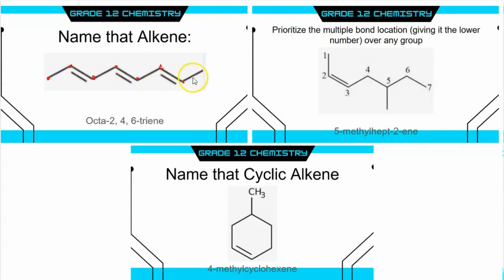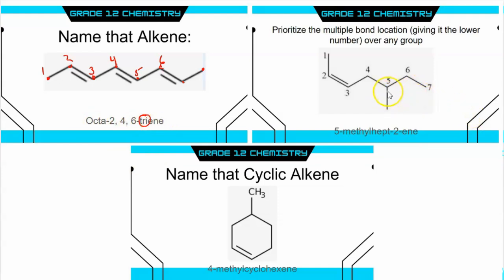Okay, so for example, in this case we have a carbon chain of 1, 2, 3, 4, 5, 6, 7, 8. And we have double bonds in here. So that's octene, but we need to say where those double bonds are. So if we label them, they're at 2, 4, and 6. Again, we have multiple double bonds, so we're going to use our prefixes. So since there's 3 of them, we're going to say tri. So this is called octa-2,4,6-triene.